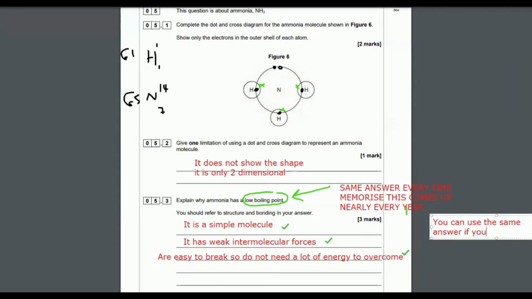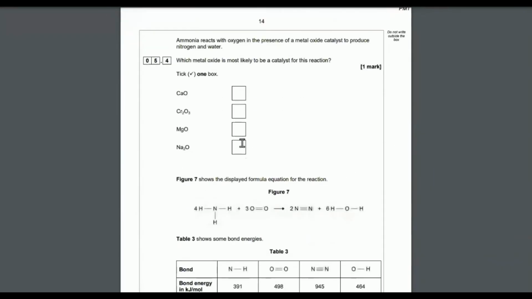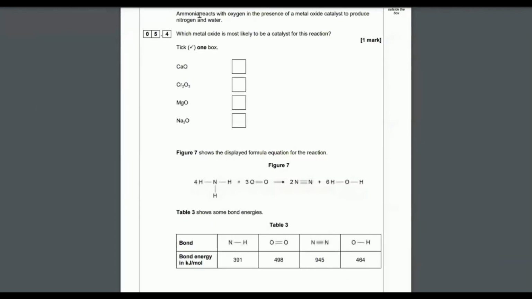So the answer is simple molecule, weak intermolecular forces, easy to break. Smashing that exam if you can just memorize that. You can apply that in every single chemistry exam. Every time they say, why has this got low boiling point, melting point? Why is this a gas? Why is this a liquid? Boom. Right, moving on. 5.4.